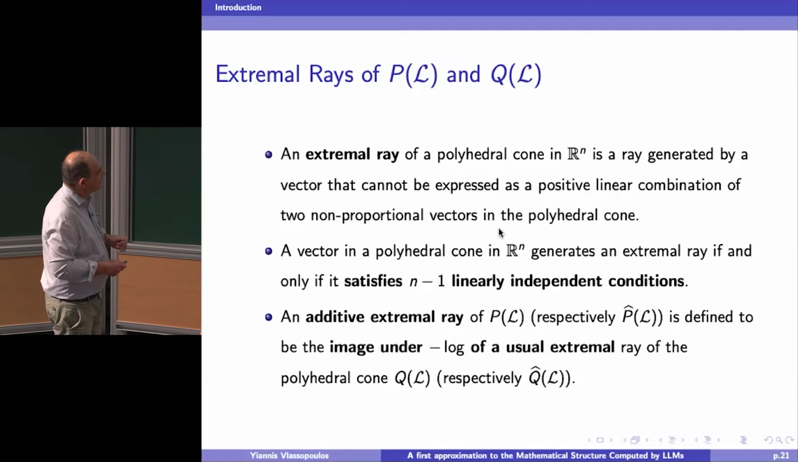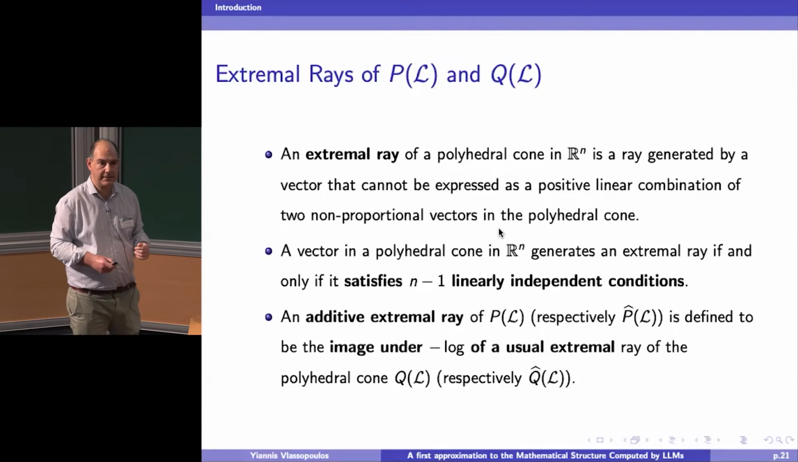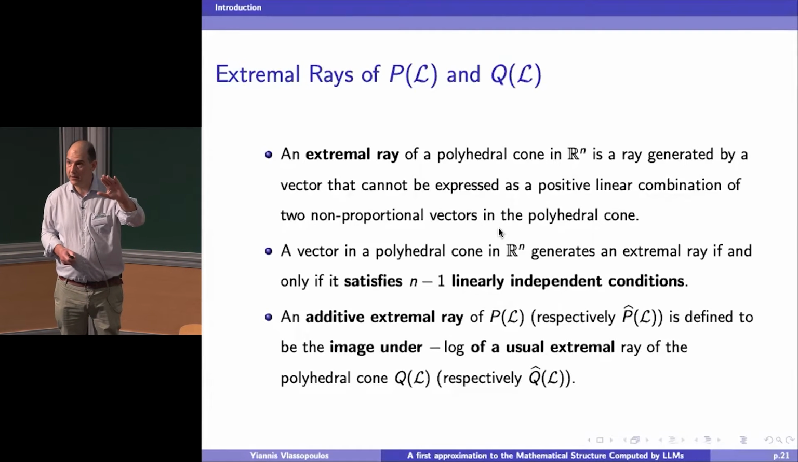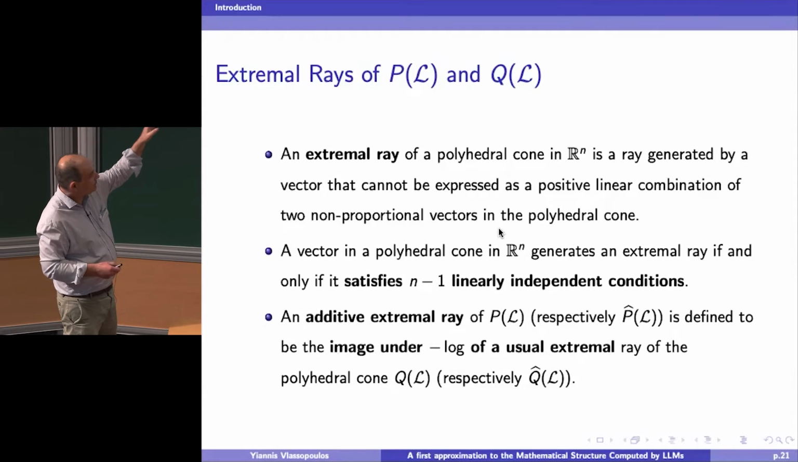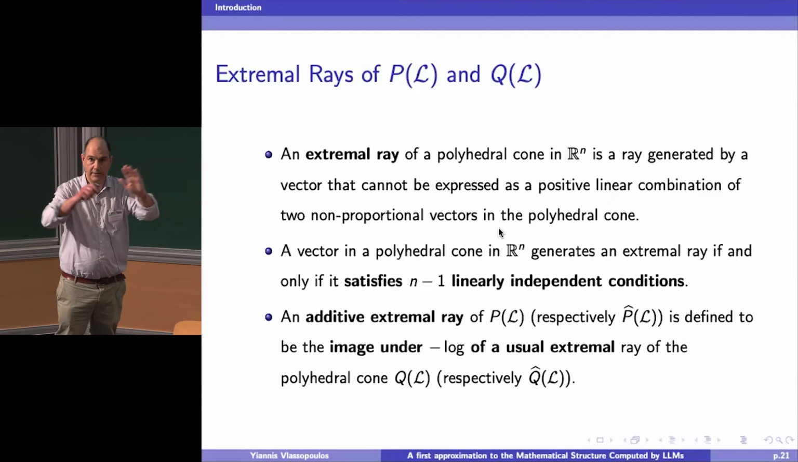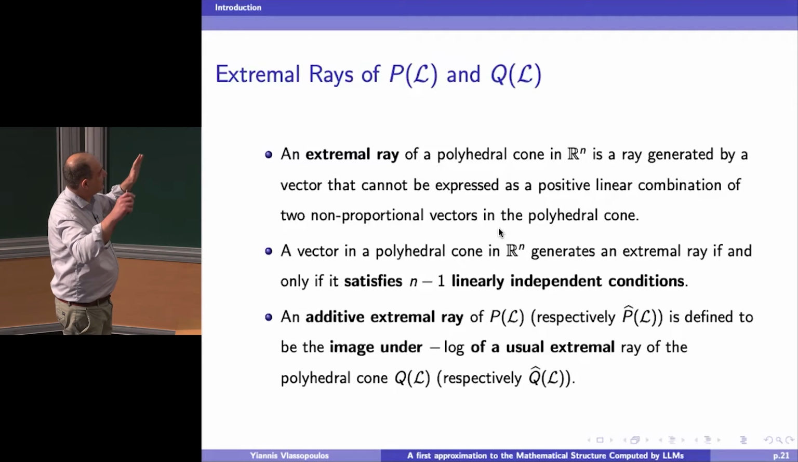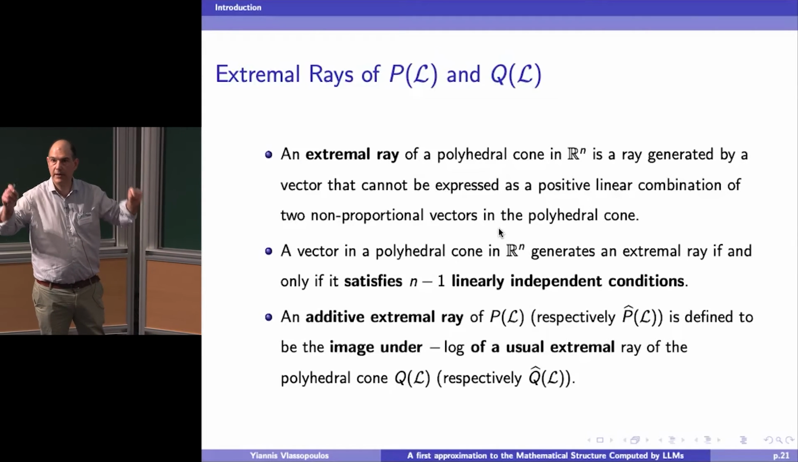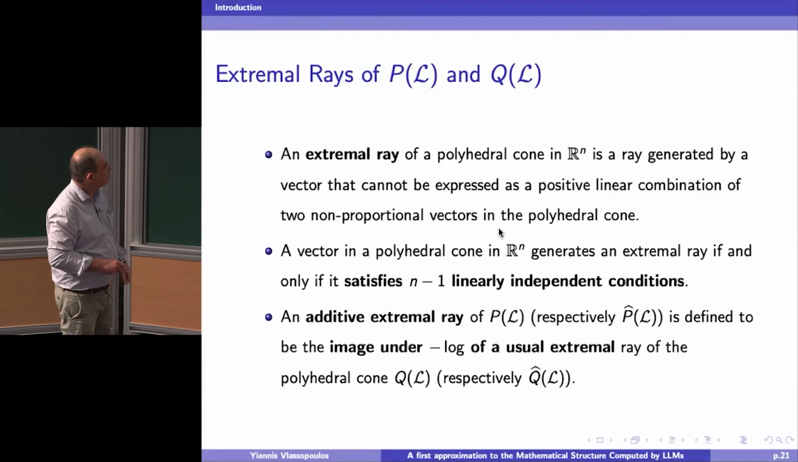Now the next thing to show is how L sits in this polyhedral cone. And the theorem says that it sits as an extremal ray. I want to make clear what I mean by extremal ray. Q of L is a cone, so everybody knows what extremal rays are. It's a ray that cannot be written as a positive linear combination of non-proportional vectors.